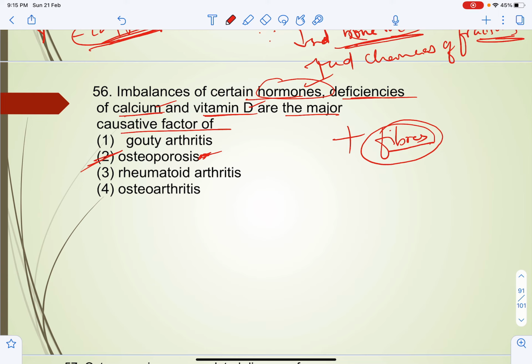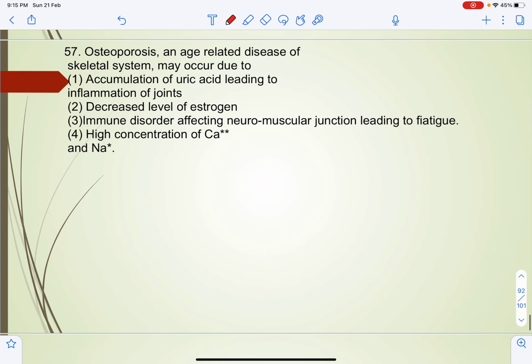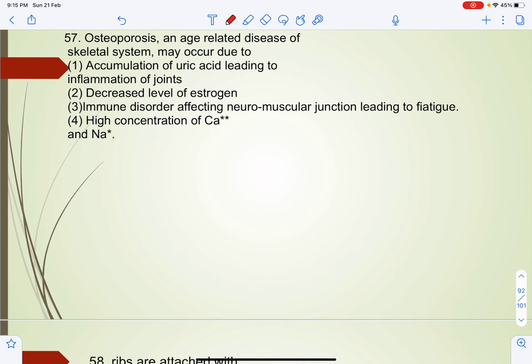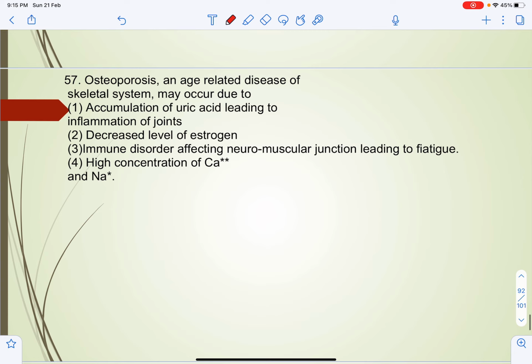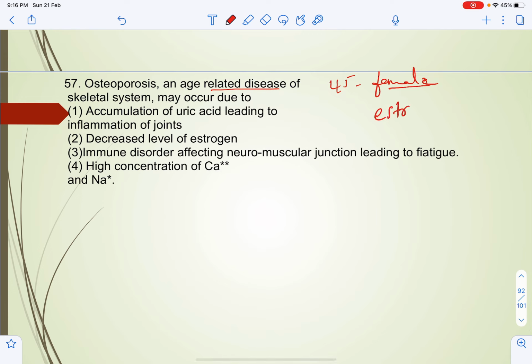And the next question you can take, that is osteoporosis and age related. A person generally after 45 years, mainly females, because of the hormonal changes, to maintain the minerals and fibers along with minerals in the bone matrix, the fiber content should be maintained. This is reduced due to a reduced level of estrogen.